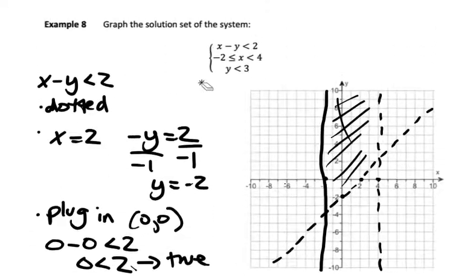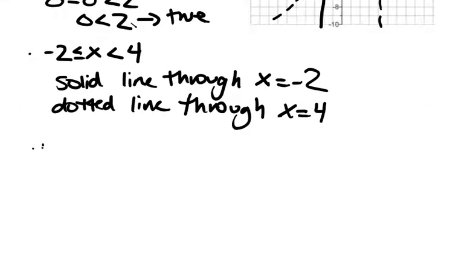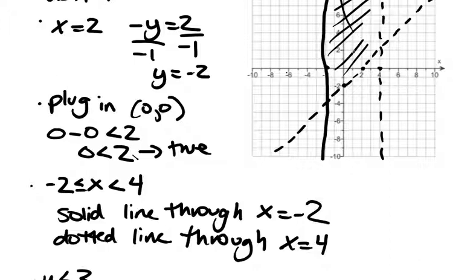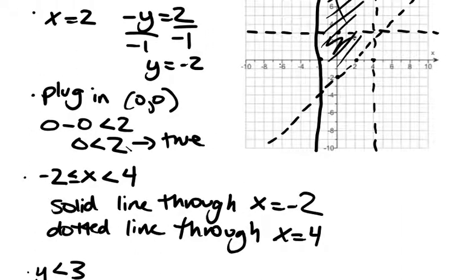And then the last thing that I have is y is less than 3. So this is going to be a dotted line through y equals 3. And then I'm going to be shading below that line because it's less than. So my line through 3 is right here on the y-axis, 3 on the y-axis. And then I draw in my dotted line. And then since it's y is less than 3, that's going to be the shaded area below 3. So my final shaded area is this.